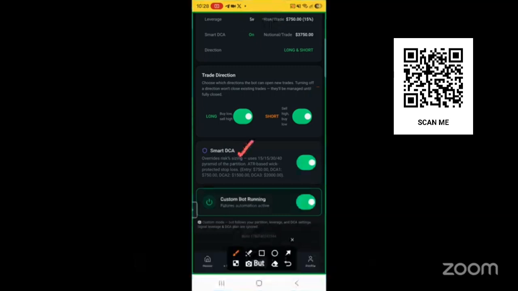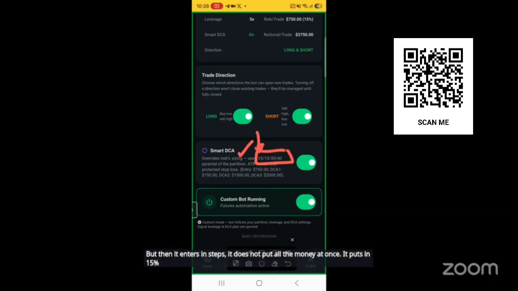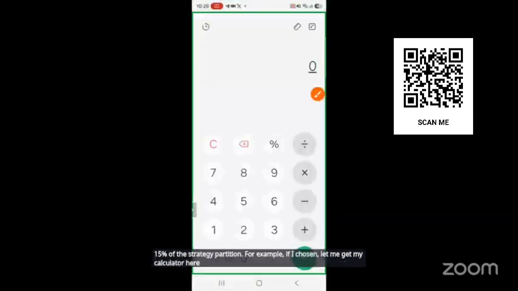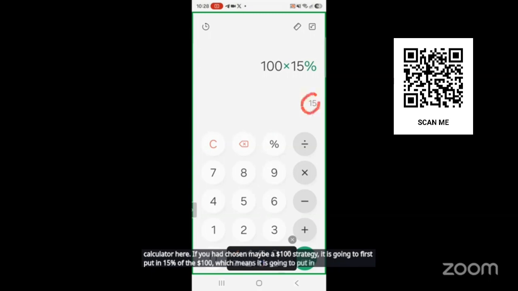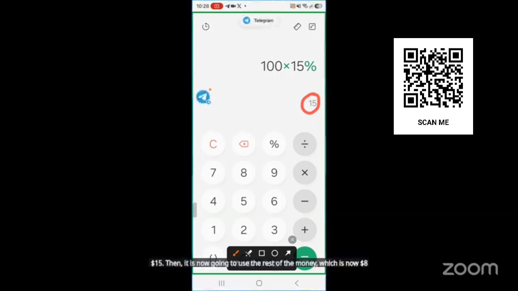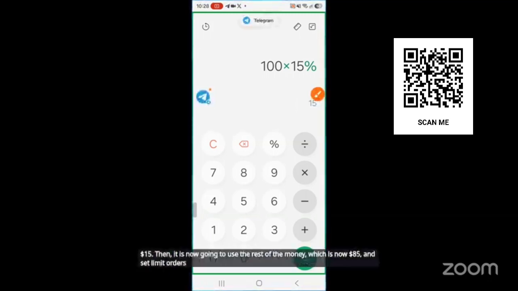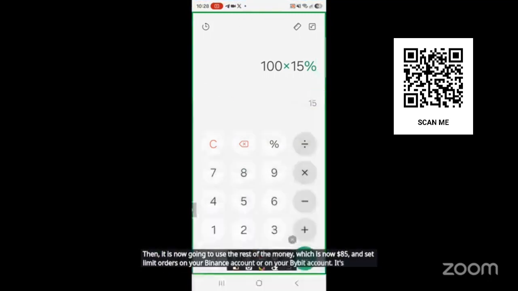But then it enters in steps. It does not put all the money at once. It puts in 15% of the strategy partition. For example, if you had chosen, let me get my calculator here, a $100 strategy, it is going to first put in 15% of the $100, which means it's going to put in $15. Then it is going to use the rest of the money, which is now $85, and set limit orders on your Binance account or on your Bybit account.